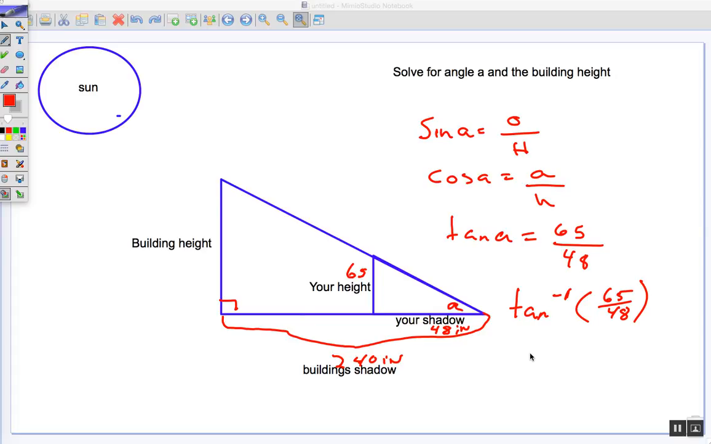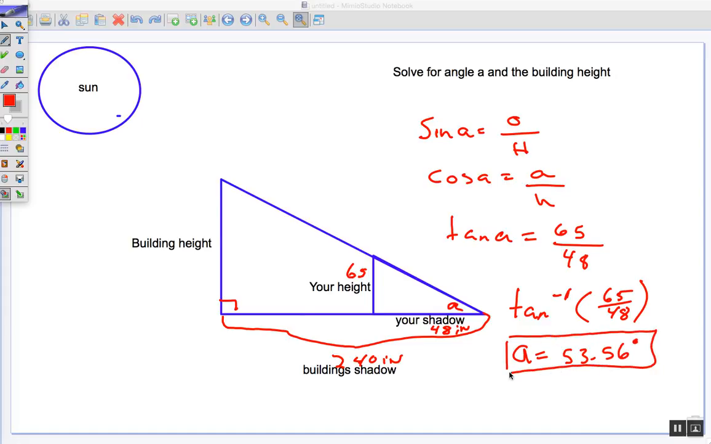So you just type it into the calculator. Second tangent, if you're using a TI-84, most calculators you need to do second tangent, 65 divided by 48, and that gives me 53.56. So angle A is equal to 53.56 degrees.